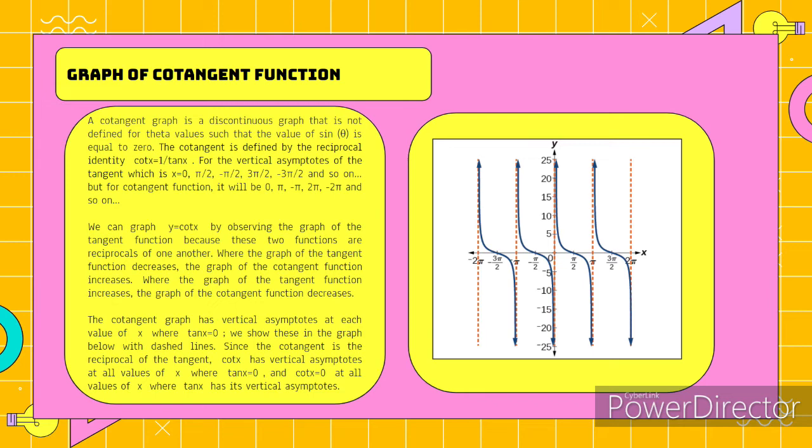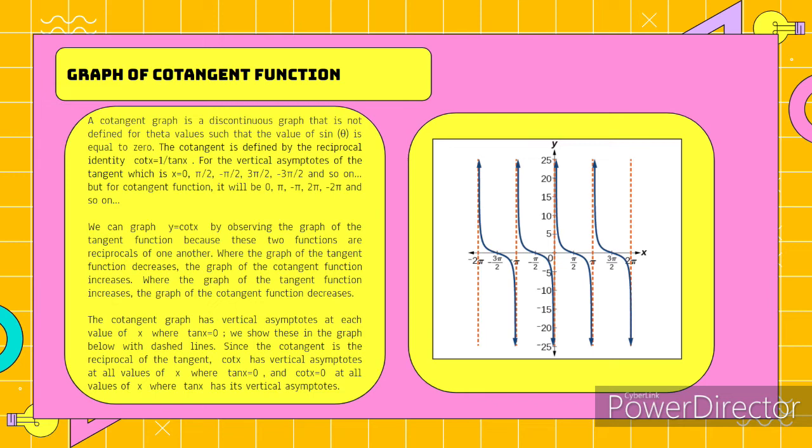We can graph y is equal to cotangent x when observing the graph of the tangent function, because these two functions are reciprocals of one another. Where the graph of the tangent function decreases, the graph of the cotangent function increases. Where the graph of the tangent function increases, the graph of the cotangent function decreases.